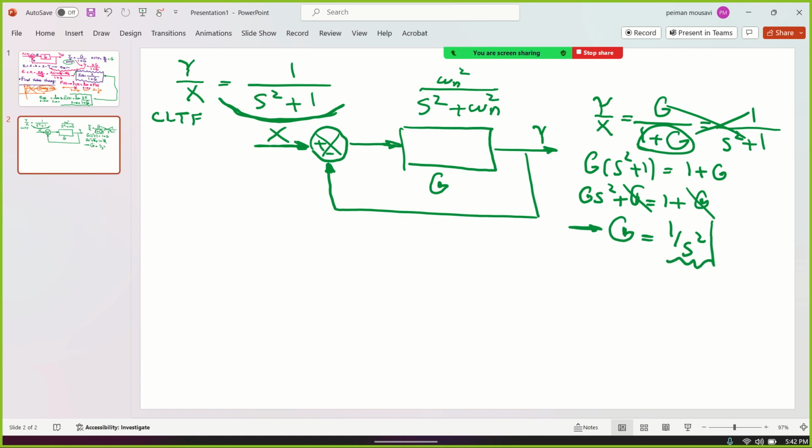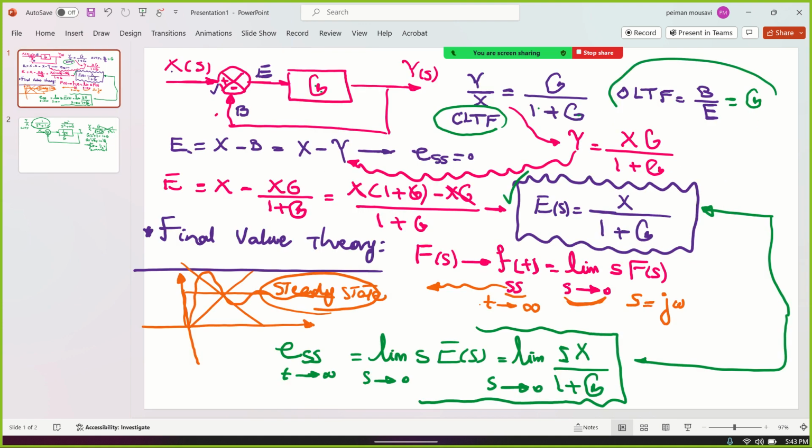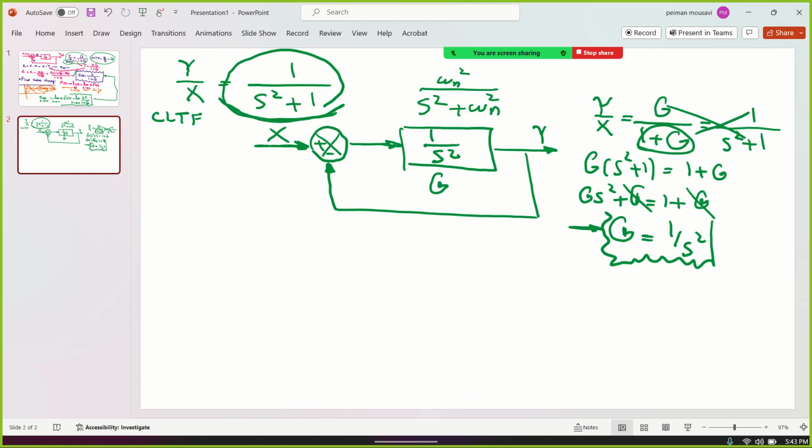You have to put this here, as I'm going to show in the Simulink. This is 1 over s squared. Don't put the closed loop transfer function here. You have to find the open loop, put it here. Understand, everybody? Do not put the closed loop transfer function. You have to find the open loop, G, from this relation. You got it? Everybody?